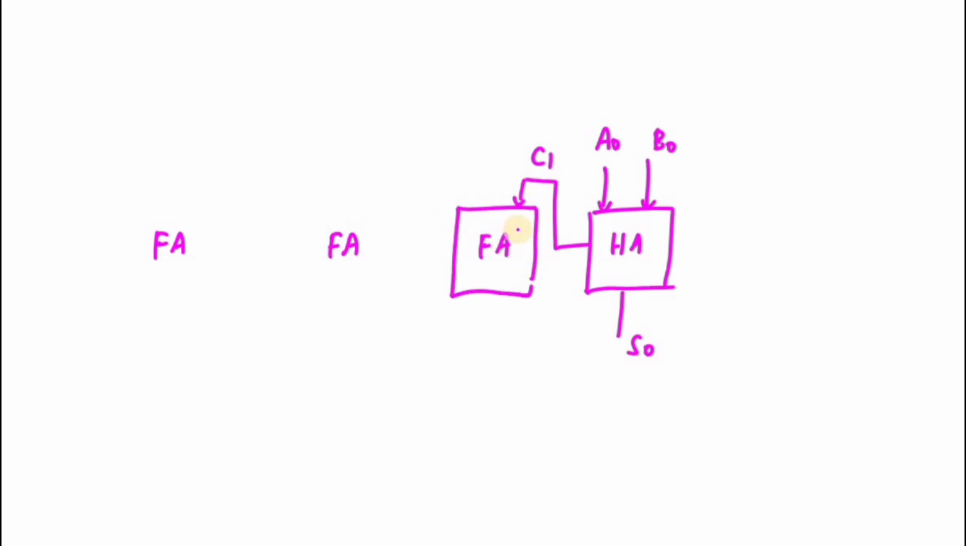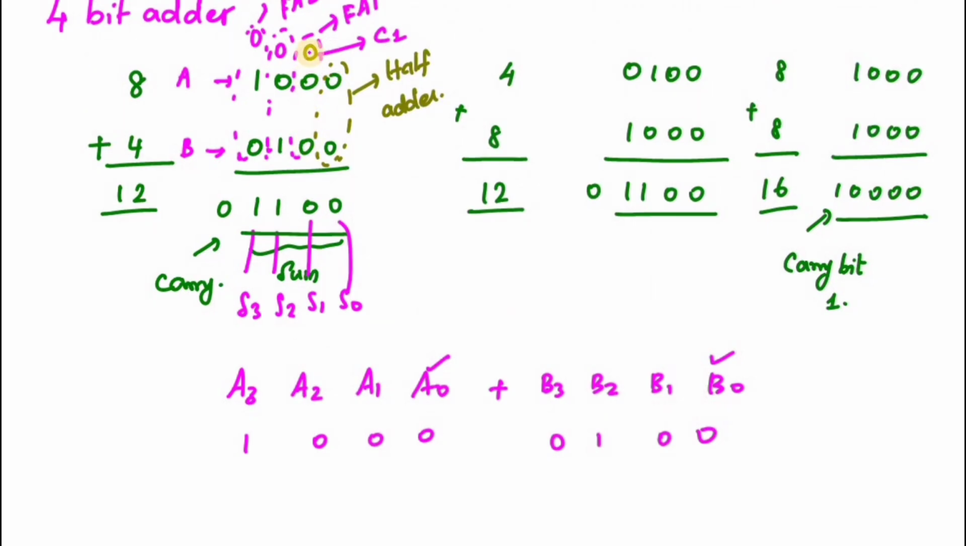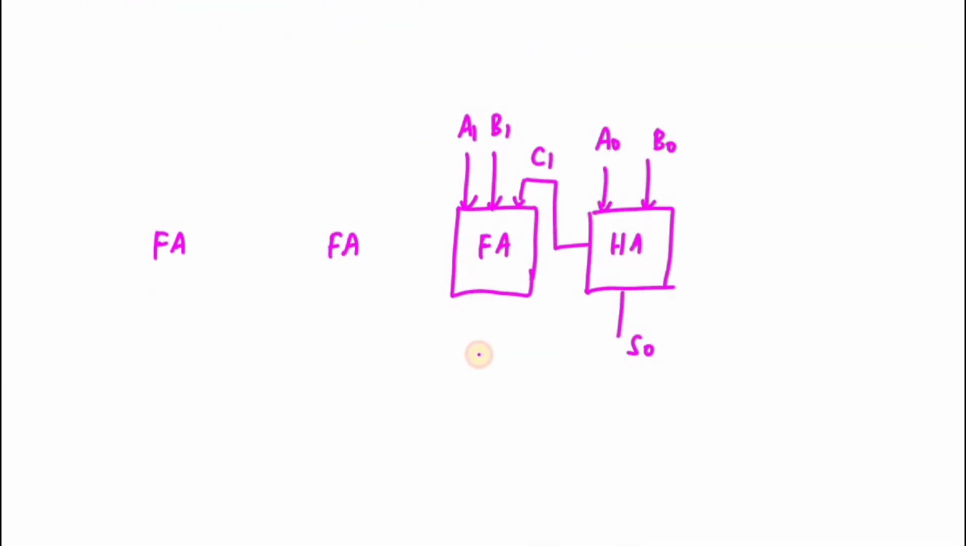The half adder is the addition of 2 bits. The full adder is the addition of 3 bits. So I am going to add A1, B1 with C1. If I add this, this is my A1, B1 with C1, I will get S1 and the output of this one is C2. This is your C2.